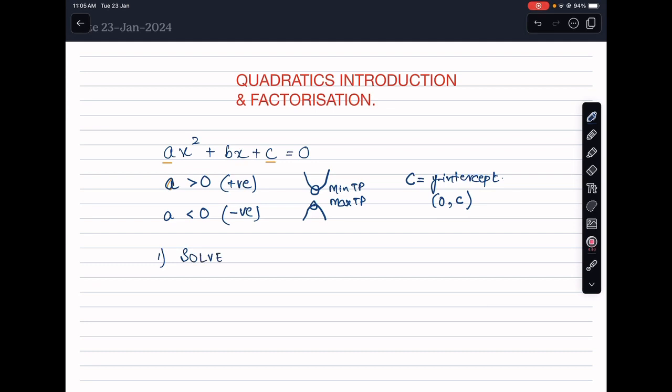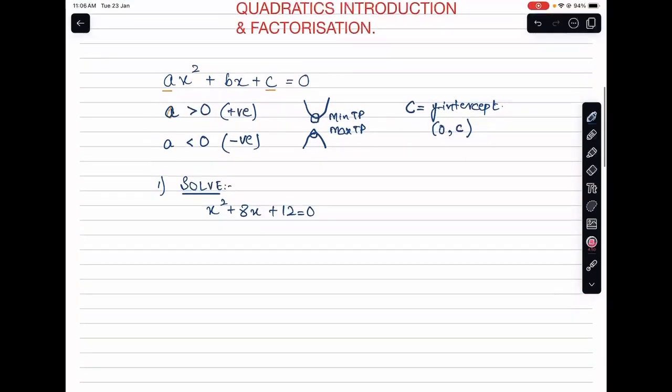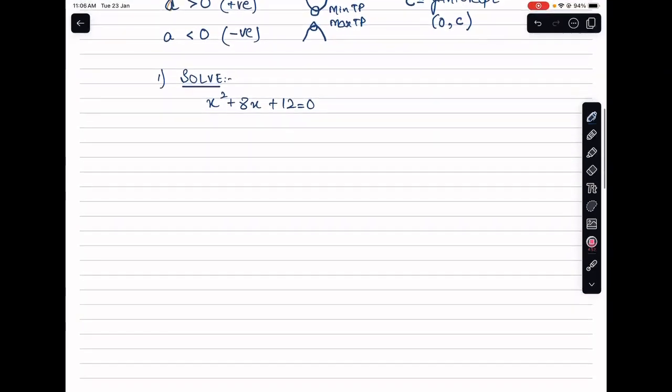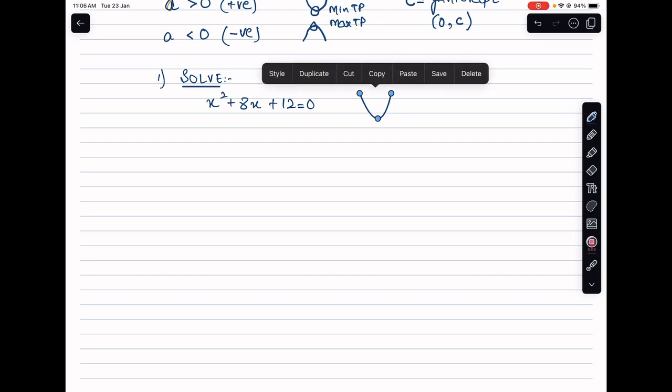Solve x squared plus 8x plus 12 is equal to 0. So looking at this equation, I know that the coefficient of x squared is positive. Therefore, I know the shape of the curve. The shape of the curve needs to have a minimum turning point. So this is very much clear from the equation that we have at the moment.